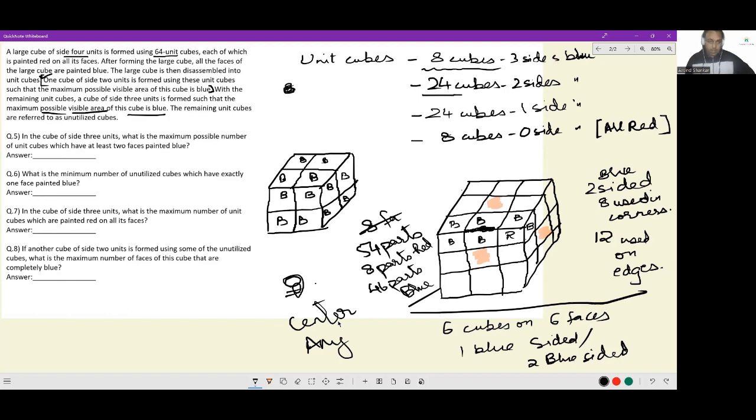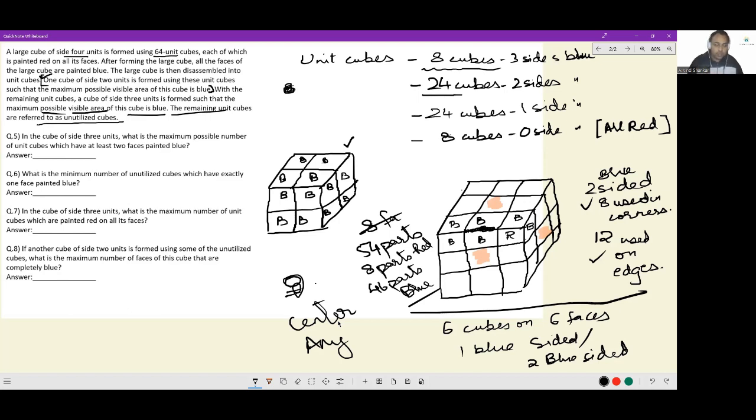Okay, this is how the 3 by 3 by 3 cube will get created. The last line in the instruction, the remaining unit cubes are referred to as unutilized cubes. Now, for the unutilized cubes, it would depend on, see, for the smaller cube, 2 by 2 by 2, we know precisely which cubes are to be used. For the corner, we know precisely which cubes are to be used. For the edges, we know precisely which cubes are to be used. But here, the one side face that is exposed, we don't know if it is one-sided blue or two-sided blue. And for the center, we don't know if it is blue or red. Any of the cubes, whichever is remaining, can be used.